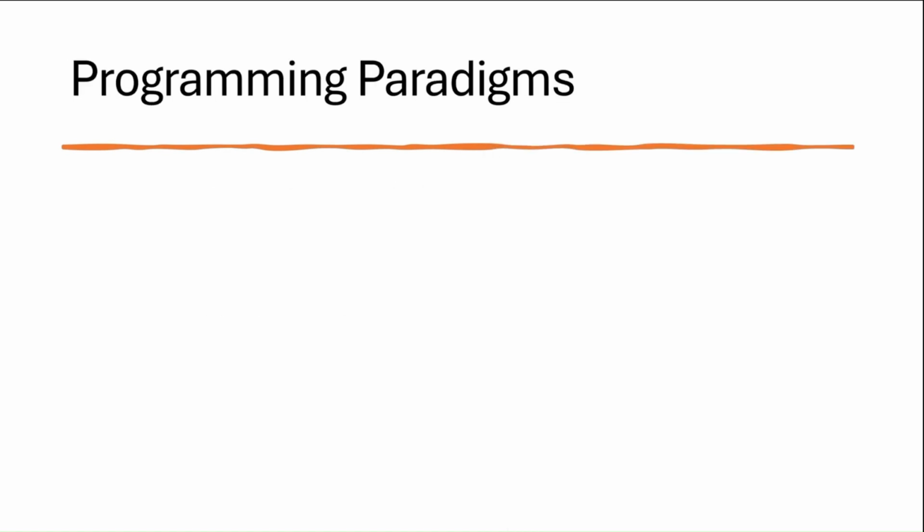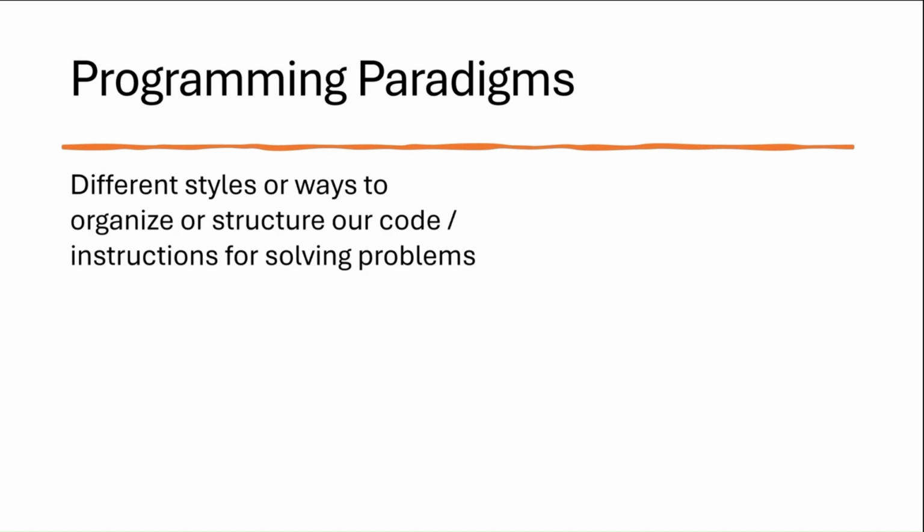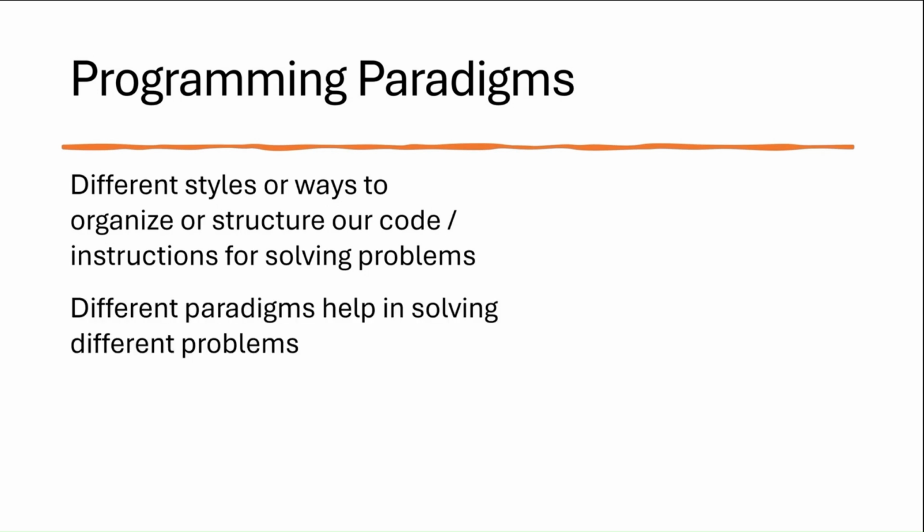Let's understand the programming paradigms. Now we understood programming, but what are the different ways to do programming, right? So paradigms basically means the different styles or ways to organize or structure our code, right? It is not a programming language. It is basically how we structure our code, or the instructions for solving problems. So there are many programming paradigms created, and each of them helps in solving different problems.